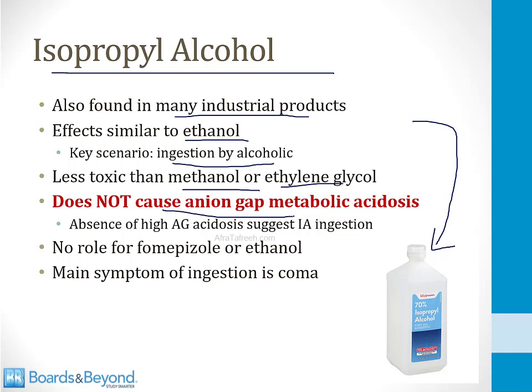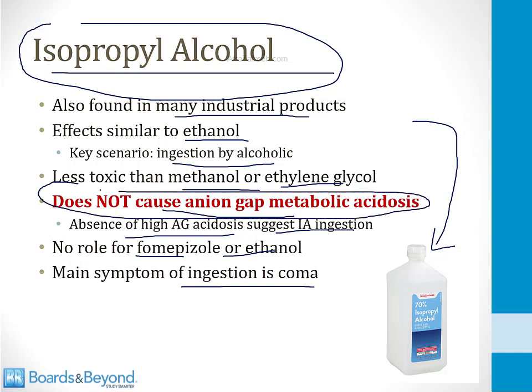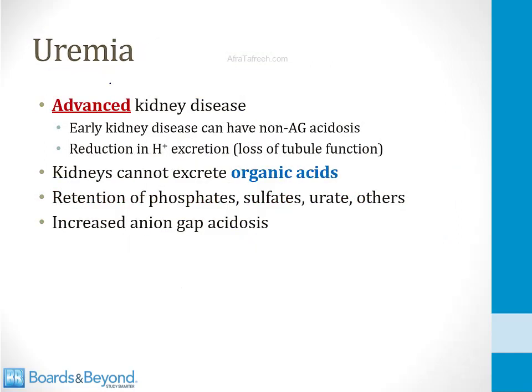So why am I mentioning this here? Well, I'm doing this because sometimes this is brought up in a board question to trick you. If they describe a patient who has consumed an industrial solvent but does not have an anion gap metabolic acidosis, they may be talking about a patient who has consumed isopropyl alcohol. The absence of a high anion gap acidosis is what suggests that a patient has consumed this. There's no role for fomepizole or ethanol to inhibit the metabolism of this substance. And finally, the main symptom of ingestion is coma, so it can look a lot like someone who has ingested some other substance, but there will not be an anion gap metabolic acidosis. All right, so that's it for the industrial solvents.